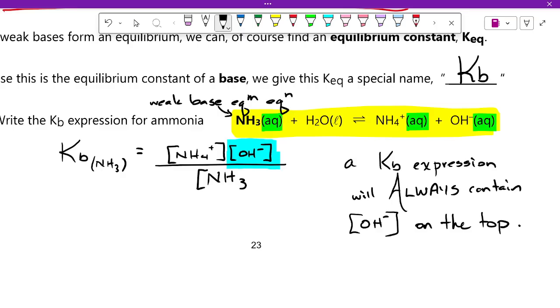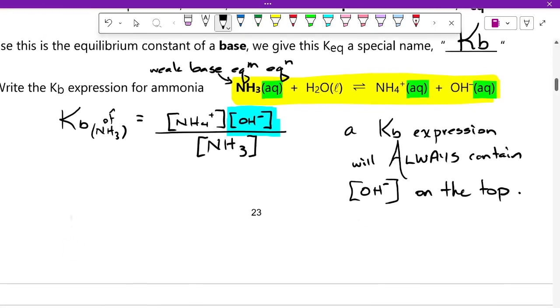Oh, it should be the concentration of NH3. Thank you. Yeah, I forgot my square brackets. Why is it not H2O? We don't include H2O. Yeah, no liquids. Why do we have NH3 twice? We don't. I'm just saying it's the KB of NH3. Yeah? Okay.